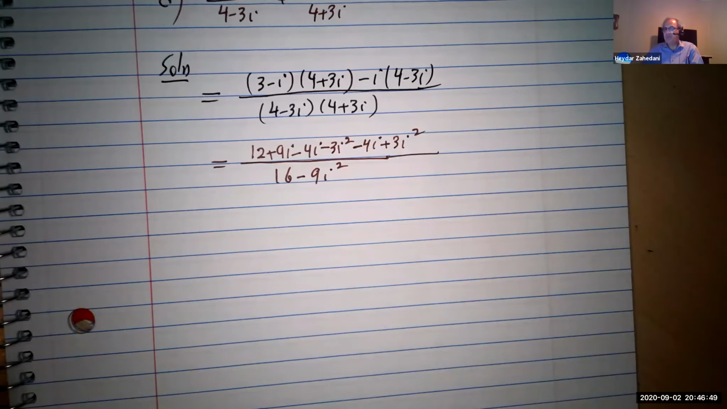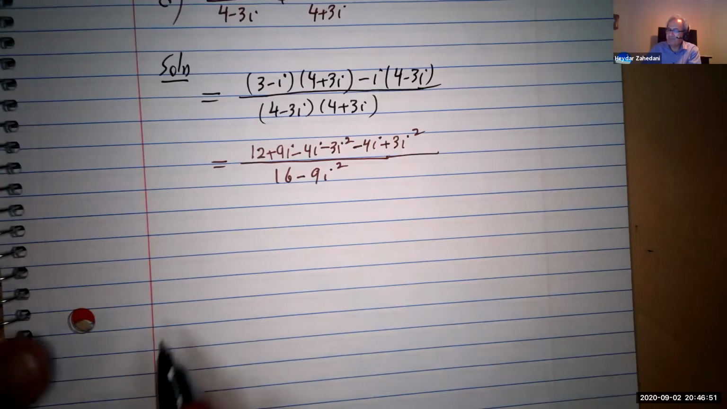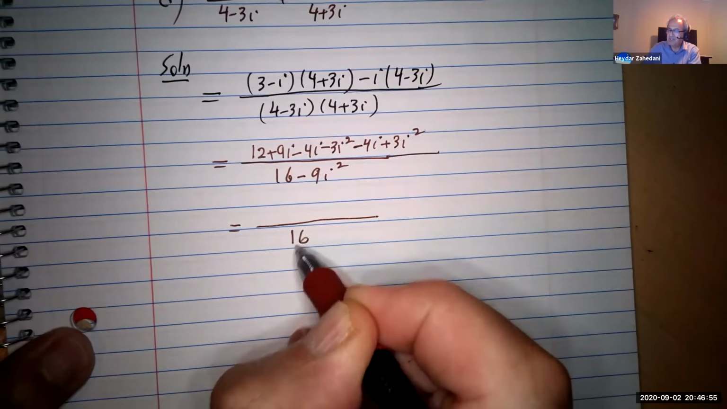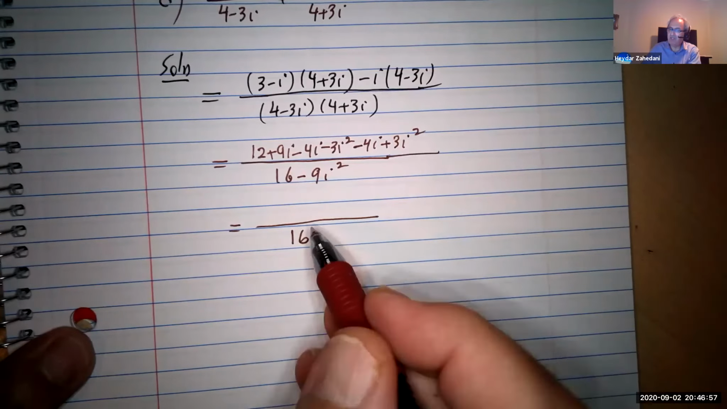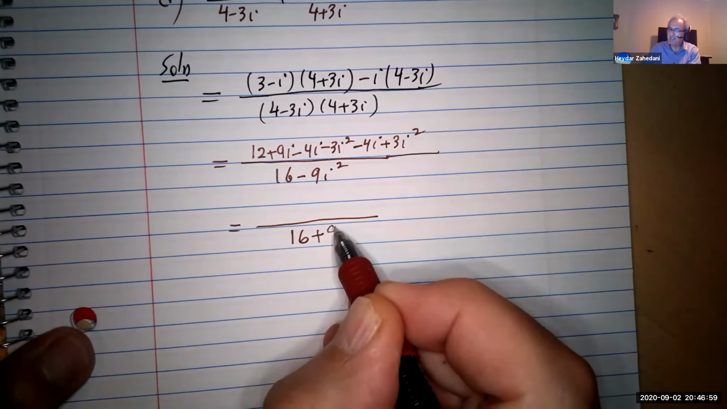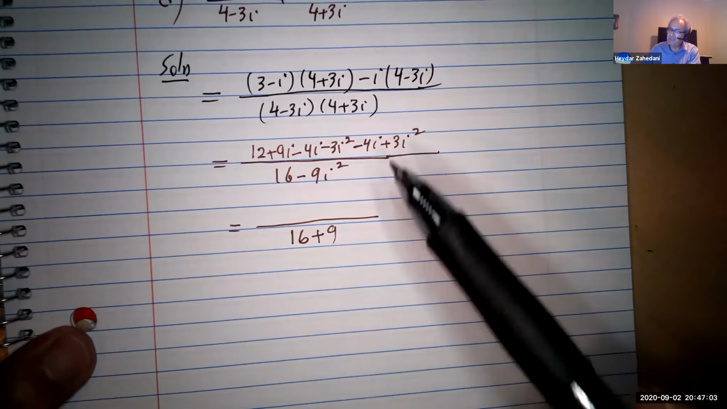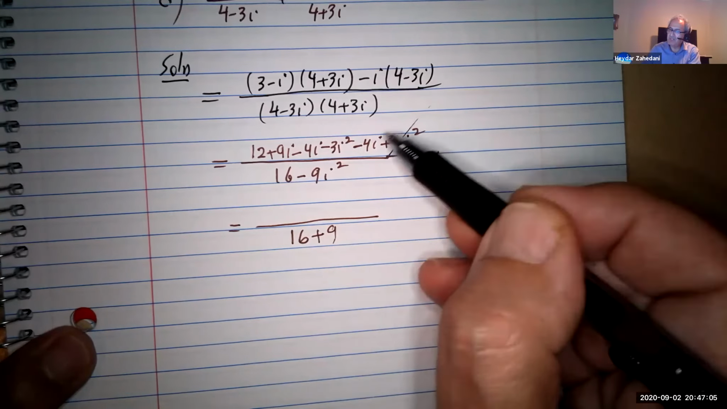Okay, then you simplify it. The bottom one is straightforward, that's a 16. i squared is a negative 1, negative positive, that gives a plus 9. On the top, we combine the like terms. You see this, the 3i squared and the 3i squared would cancel out.